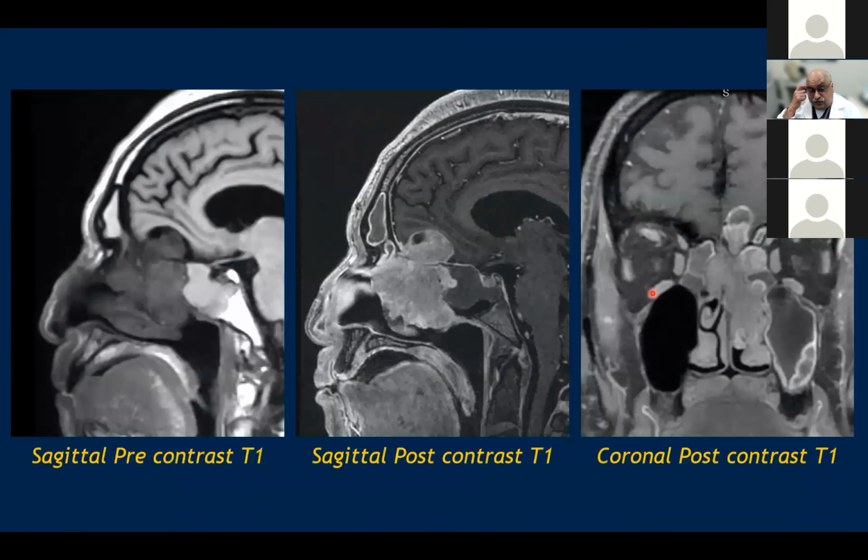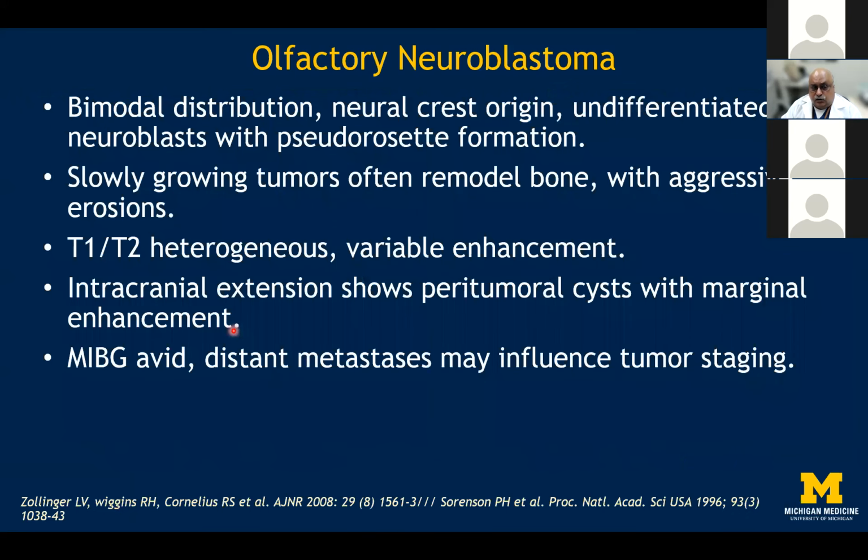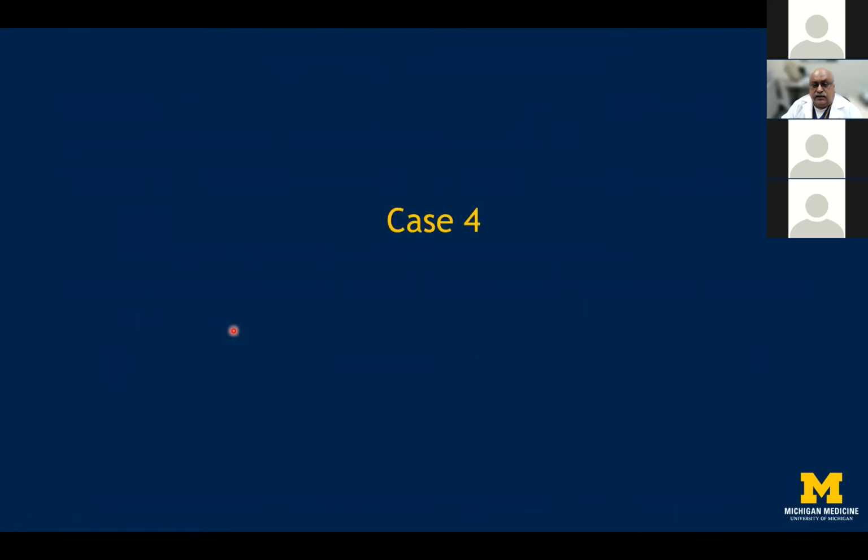This was another aggressive tumor of the anterior cranial fossa, and the clue to the diagnosis was the cystic space on the intracranial aspect of the lesion, which was having a large sinonasal component to it. This was the CT scan which was given to you, and it had shown this. There were these areas of erosions of both the cribriform plates here. This was an olfactory neuroblastoma. As you know, they are MIBG avid, and they can have distant metastases. They have a binodal presentation, and the peritumoral cysts are seen in the intracranial aspect of the lesion.